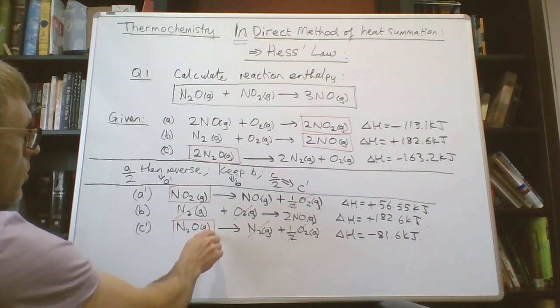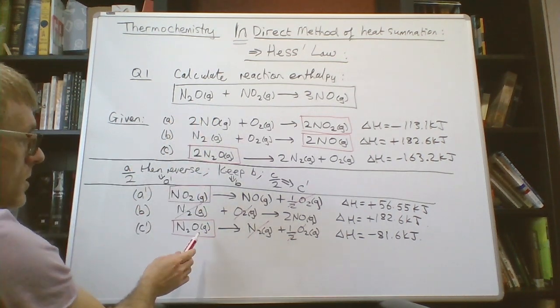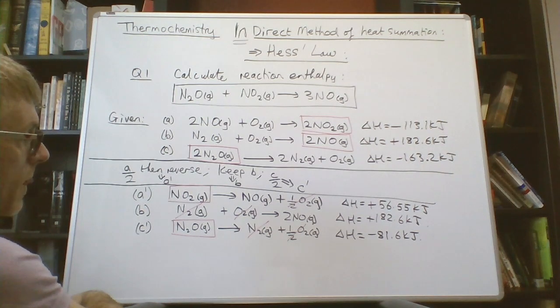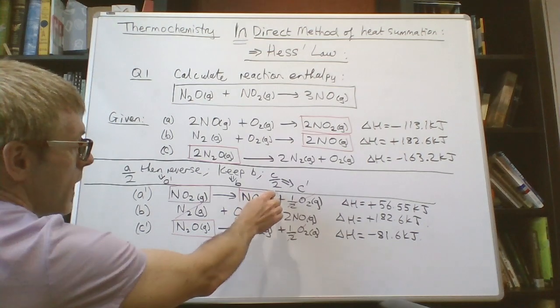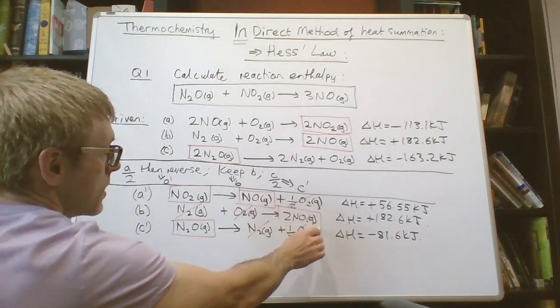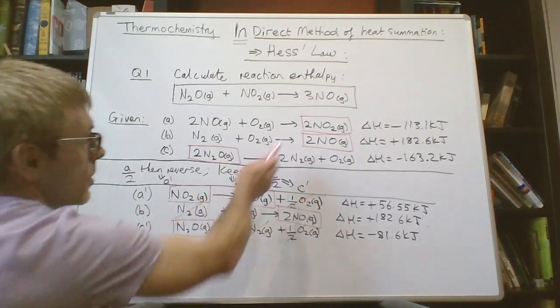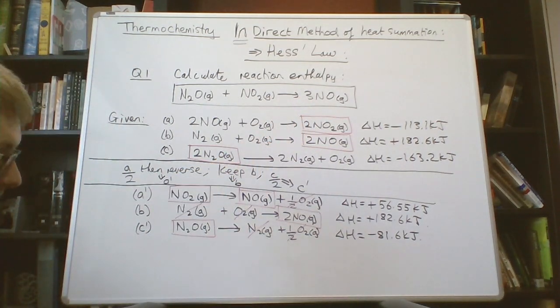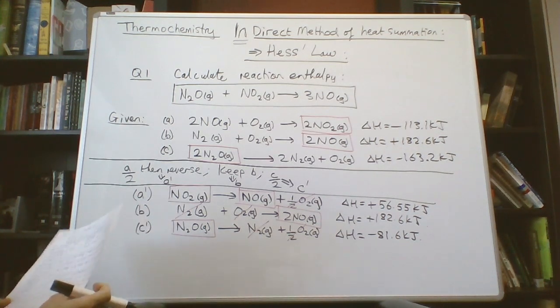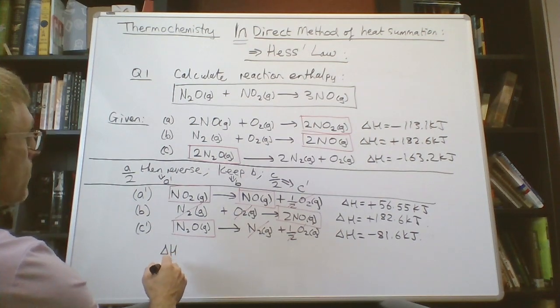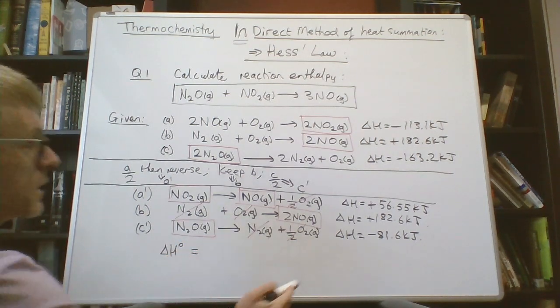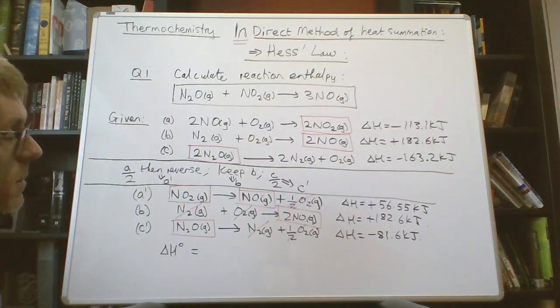I've got N2O. That's another one I need as my sole surviving reactants. And my products, I've got 1 lot of NO and 2 lots of NO. So I've got 3 total moles of NO as my sole surviving product. Okay. So now I can calculate the enthalpy. The standard enthalpy is just going to be the sum, because I'm still doing heat of summation. I'm just going to add these values together.